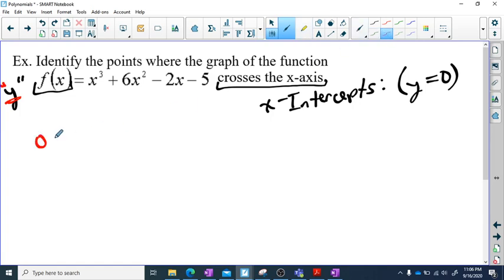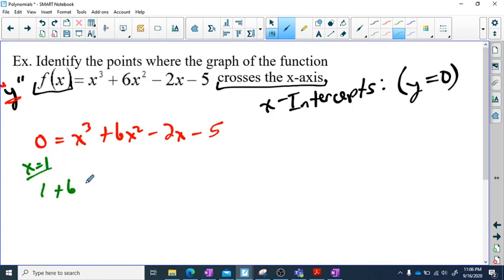So I'll do that. 0 equals x to the third plus 6x squared, subtract 2x, subtract 5, and off we go again. Now it's the same as the last couple of examples. I need something that I can put here for x, so I've got two choices, plus or minus 1, plus or minus 5. By quick glance here, I think x equals 1 is going to work. Let's try it. X equals 1 will give me 1 plus 6, subtract 2, subtract 5. That does work, which tells me that x subtract 1 is a factor.